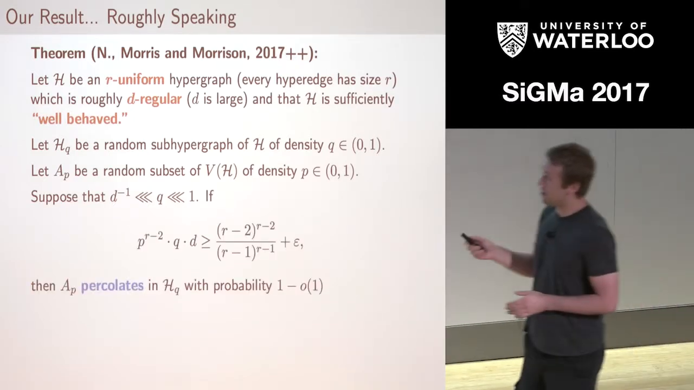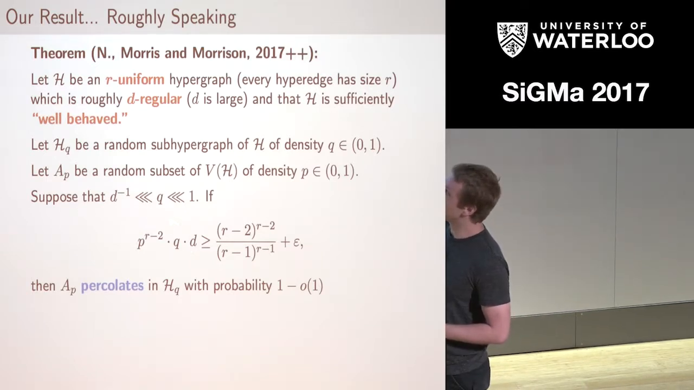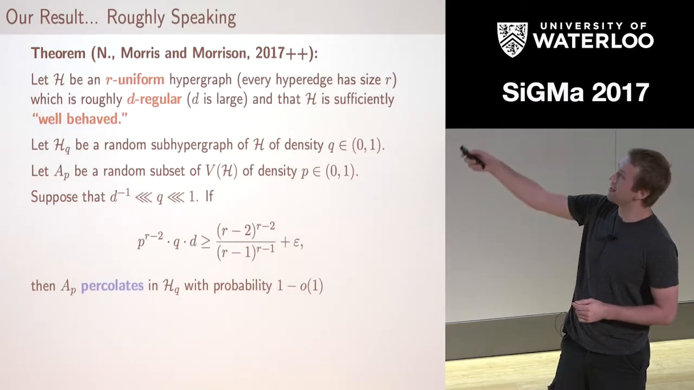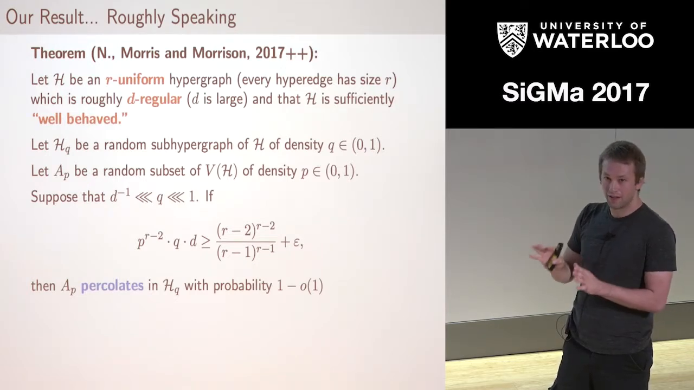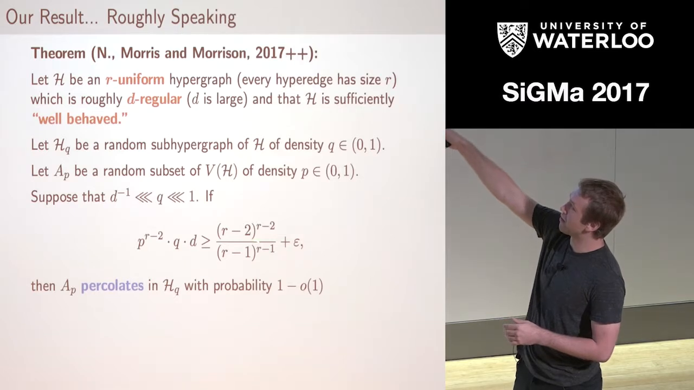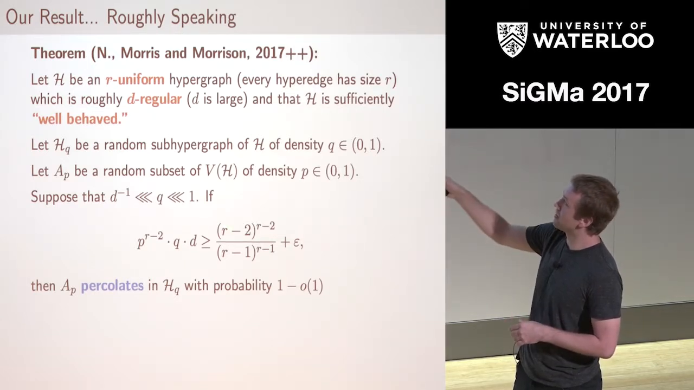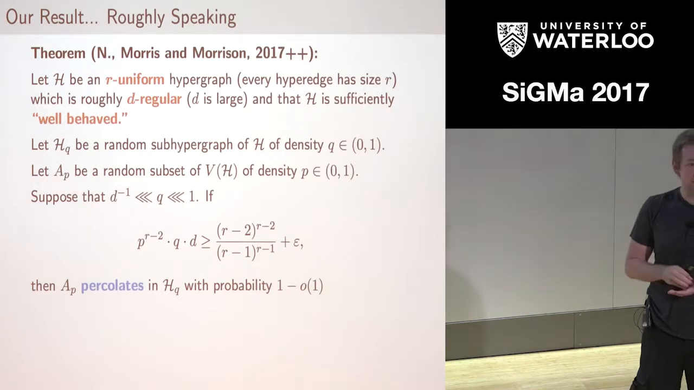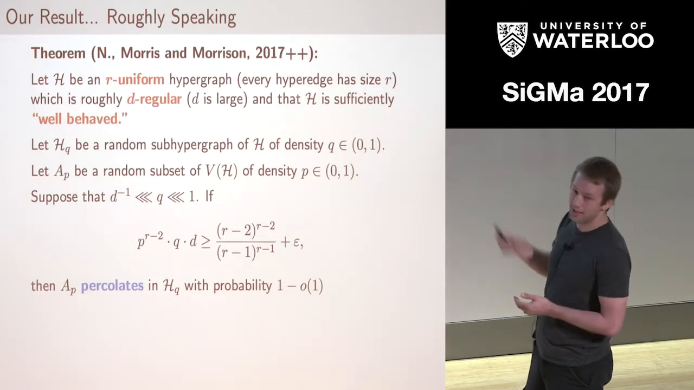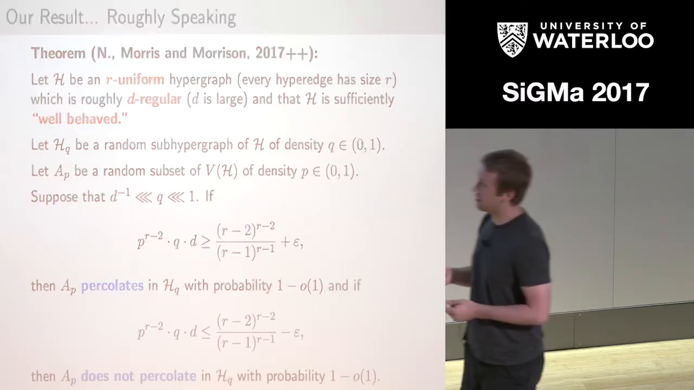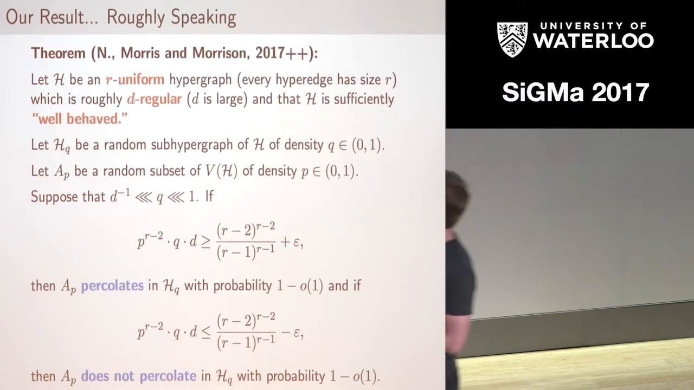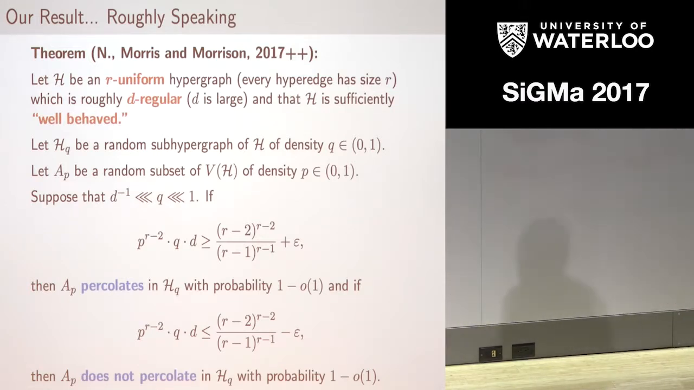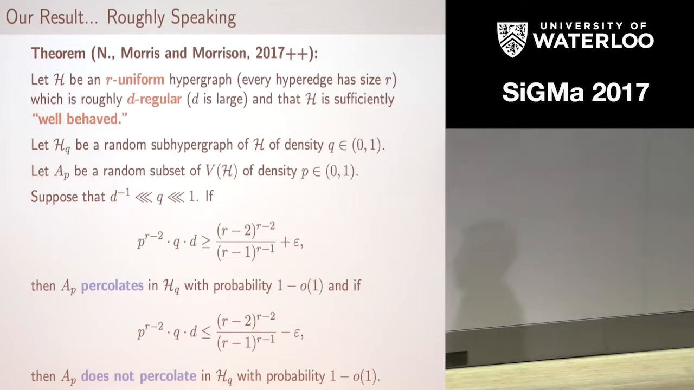The conclusion is that if this product, p to the r minus 2 times q times D, is at least (r minus 2) to the, I should point out one thing: in this theorem, r is at least 3. So this hypergraph is not a graph, and we don't have any problem with 0 to the power of 0 here. If this product is at least this constant, depending only on r, plus epsilon, then this random set of vertices percolates with probability tending to 1 as D tends to infinity. Conversely, if this product is less than the same constant minus an arbitrarily small epsilon, then the probability of percolation tends to 0. In other words, it does not percolate with probability tending to 1.